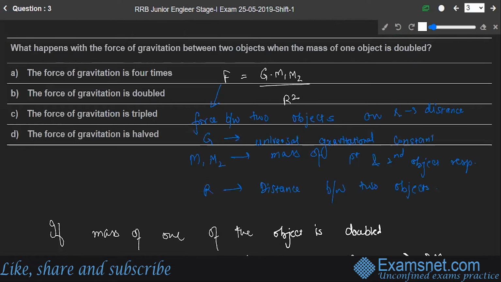Let's check with the options now. The force of the gravitation is doubled. That makes B option the correct answer. Hope you got that. Let's move to the next question now.